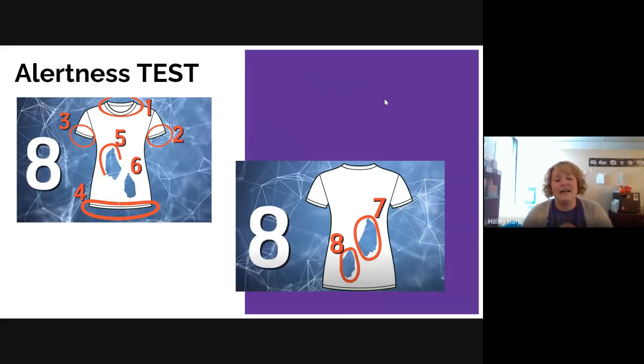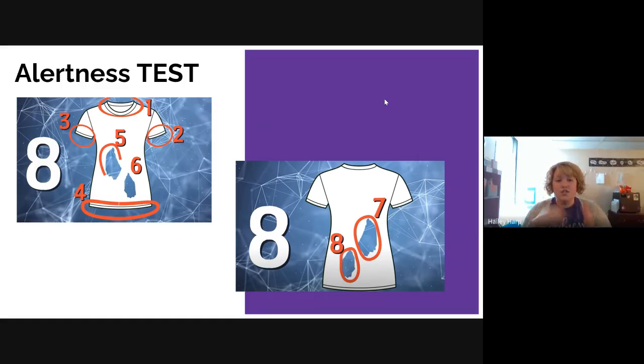How many of you guys guessed 8? We have a neck hole, we have 2 armholes, we have the body hole, and then we have 5 and 6 on the stomach. But like I said, there's 2 pieces of material, so if there's 2 holes going straight through, then you have 7, 8 on the back side.